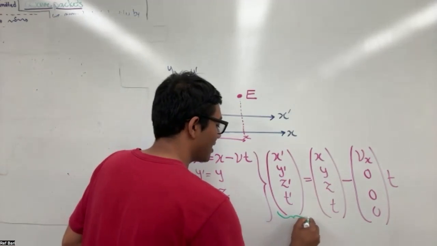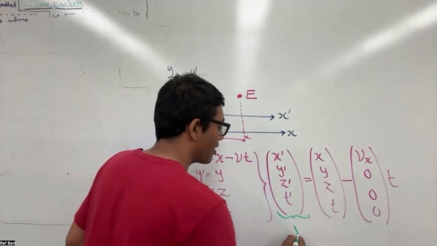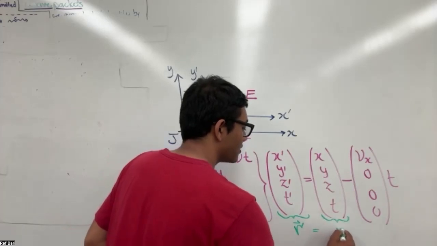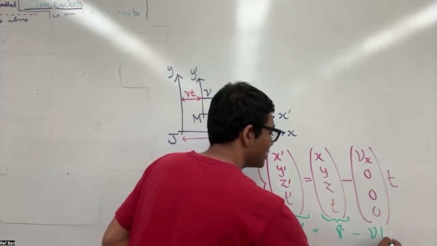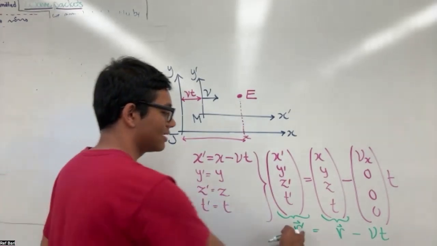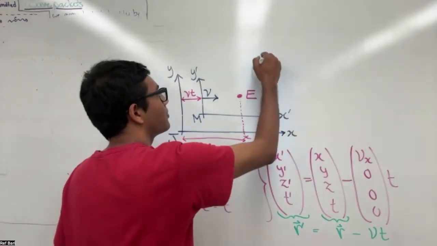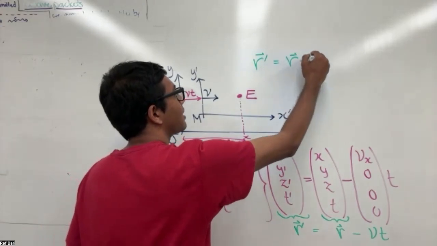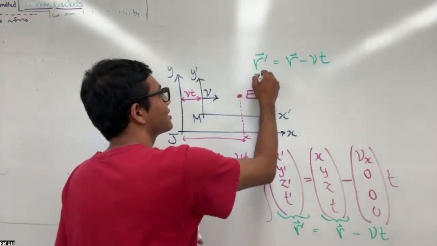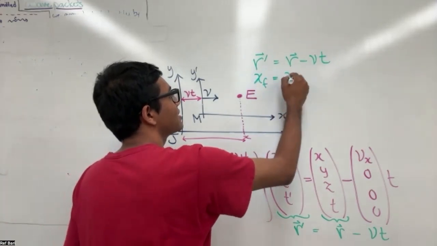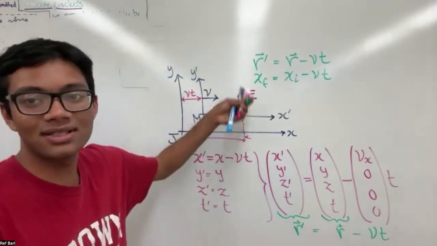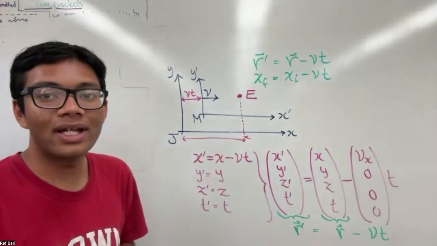Oftentimes you just write the r prime vector equal to the r vector minus vt. R prime is r minus vt. This is just another way to write the kinematic equation: the final position is the initial position minus vt. So this is just another way to write the kinematic equations.